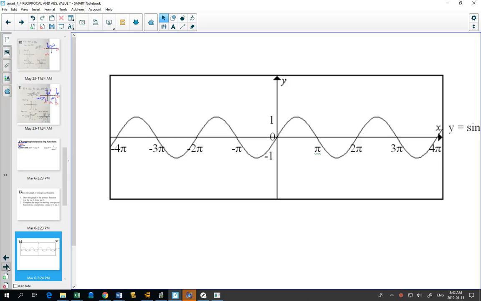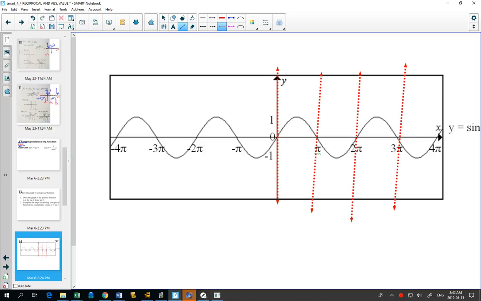So if step 1, graphing sine of x, is done, step 2 is our asymptotes. Where do we have asymptotes? Just about everywhere. Well, almost. We have asymptotes wherever we have x-intercepts. So we have one here, here, here, here.